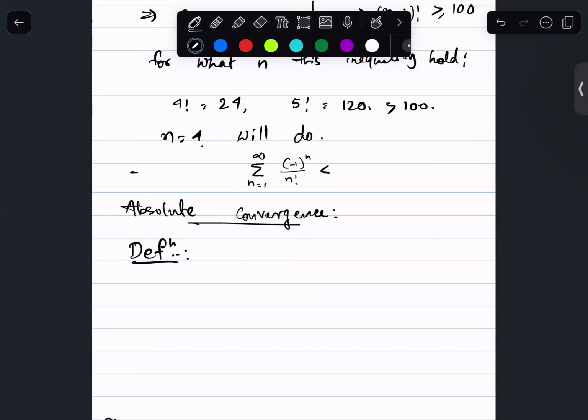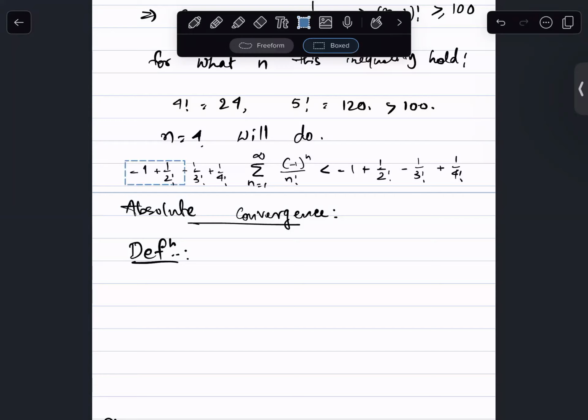This will be in between minus 1 plus 1 over 2 factorial minus 1 over 3 factorial plus 1 over 4 factorial, right? And then minus 1 plus 1 over 2 factorial minus 1 over 3 factorial plus 1 over 4 factorial, minus 1 over 5 factorial. So the sum will be bounded in between these two numbers.